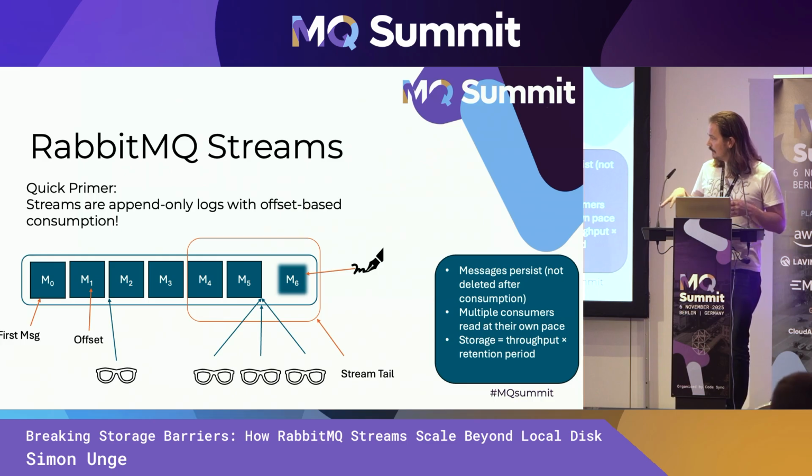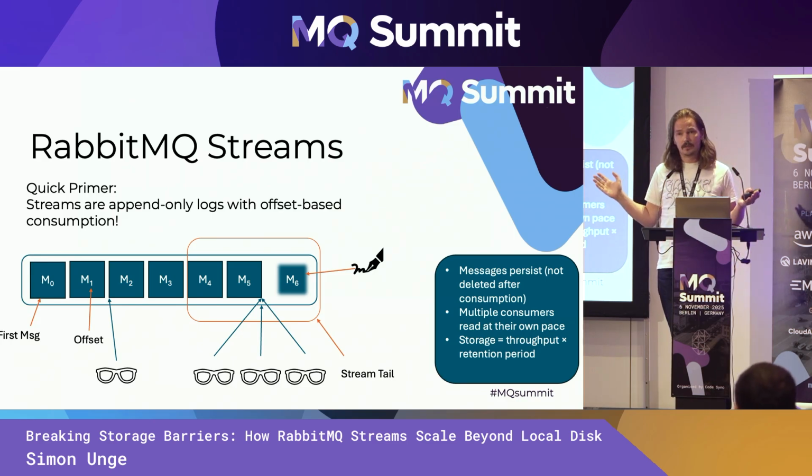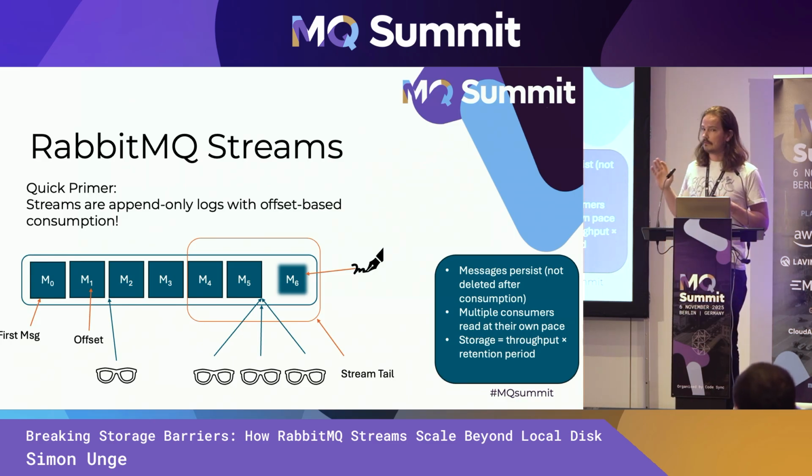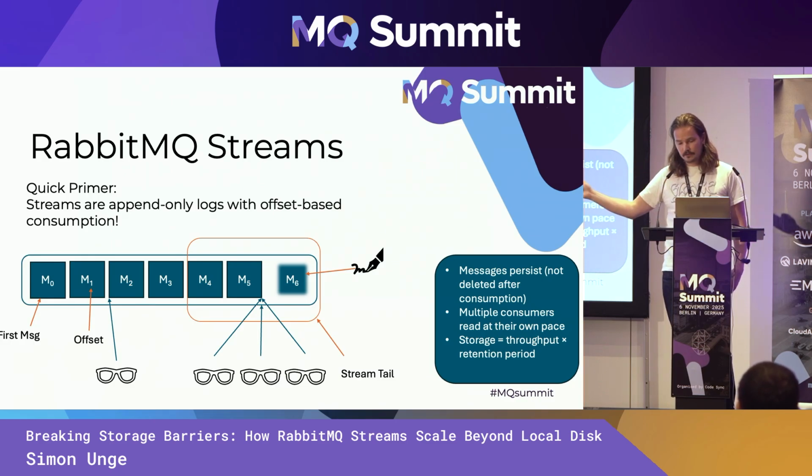So keep that in mind, that there is a tail where writers are writing, and that's the place where most consumers, or all consumers, will eventually end up. So the majority of the reads will be at the tail of the log, but you can start anywhere. And they read sequentially, right? They start somewhere, and then they just continue reading.